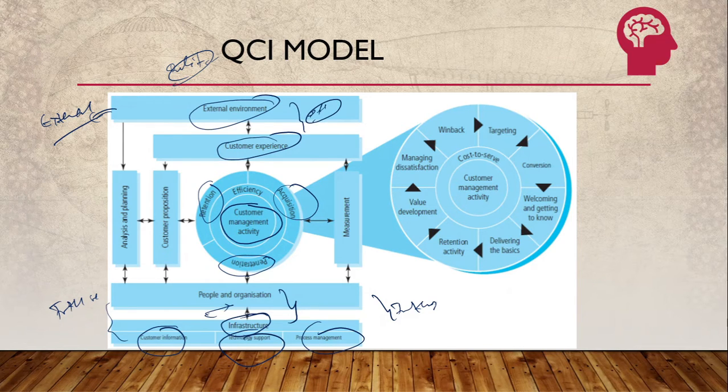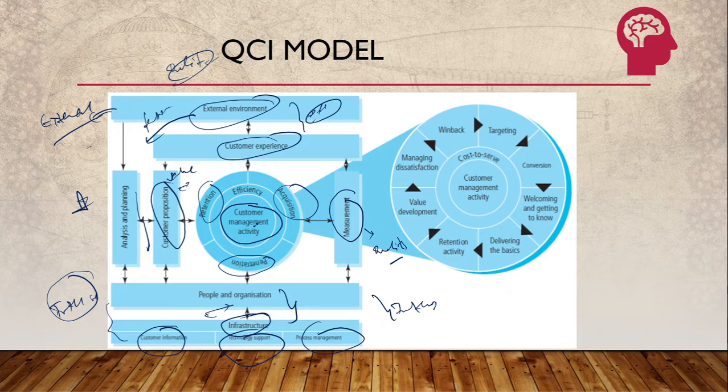Then you take the external environment factors, analyze them and make a plan, and based on that you need to develop the customer value proposition. You need to emphasize customer value generation, and at the same time manage the quality. So measurement is one of the keys which helps you to ensure the quality. Just remember some of the key terms in this model: the customer management activity is at the center. It takes input from the external environment and the internal environment, and it focuses on the customer value proposition.